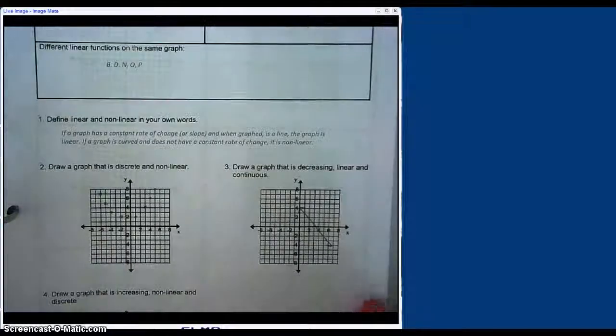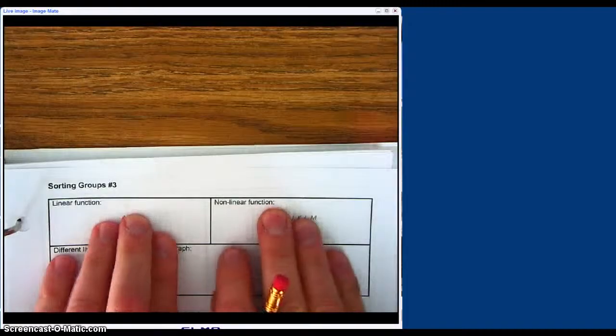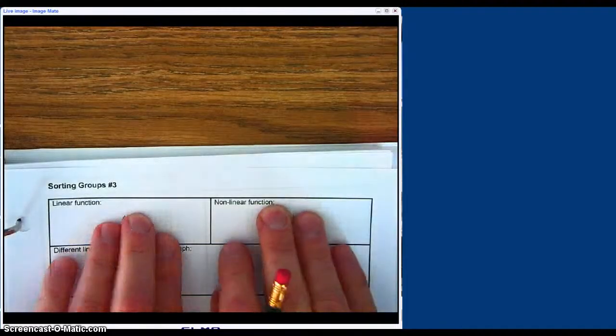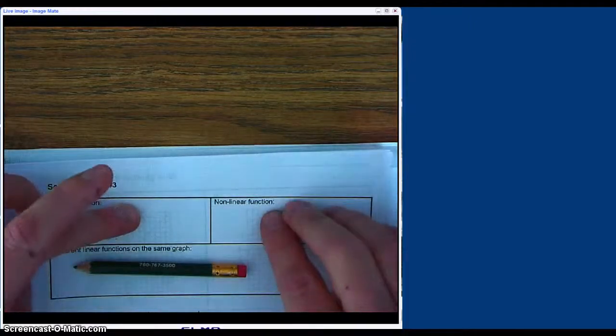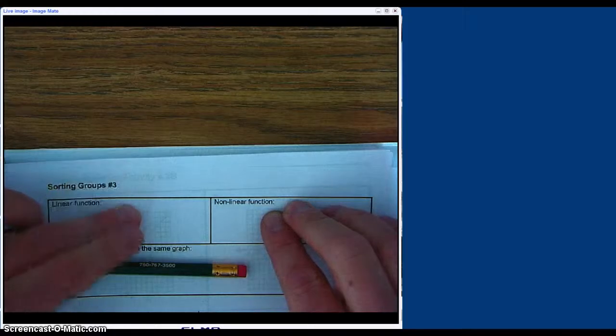And on the following page, it wants you to do some sorting about which ones are linear, which ones are non-linear, and which ones are linear functions on the same graph. So go ahead and do all these, and then I'll put all the answers up to make sure you got them right, okay?